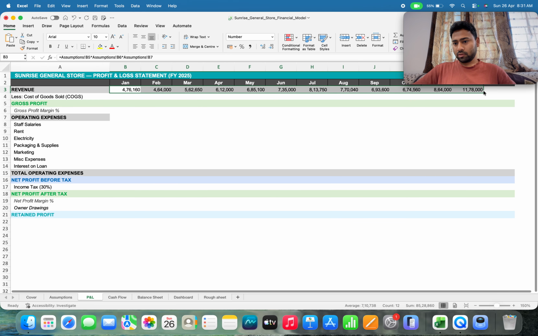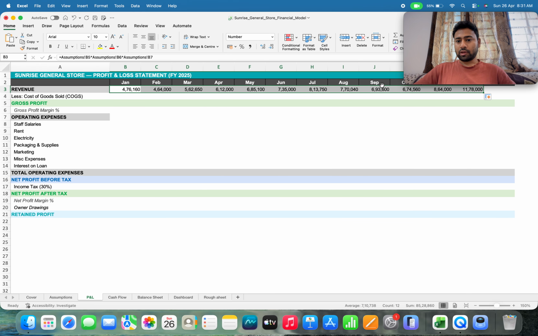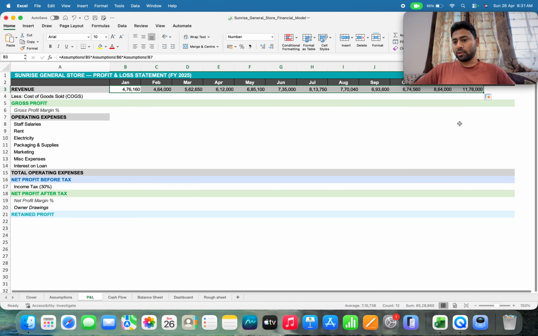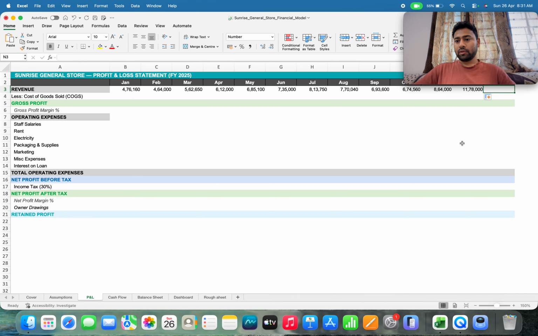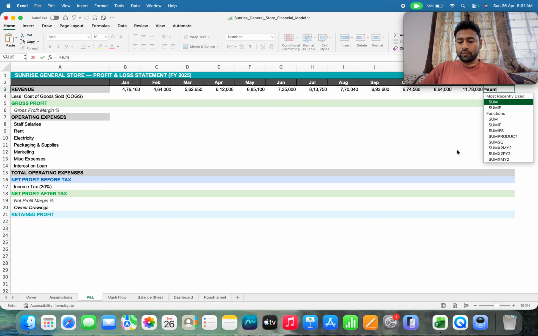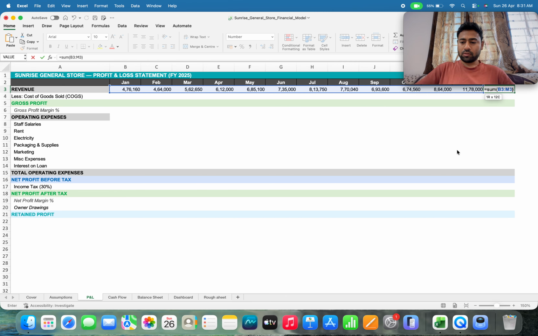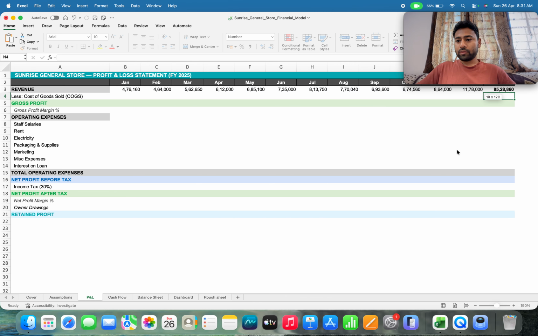Okay, here at the top it's written the month, and this is the full year total. If we want to get a total here, we will do a sum, bracket, from here to here, bracket close. We'll get the total amount. Total amount means the sale of the total year.